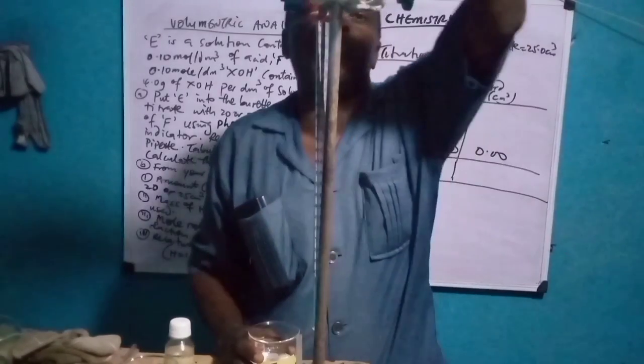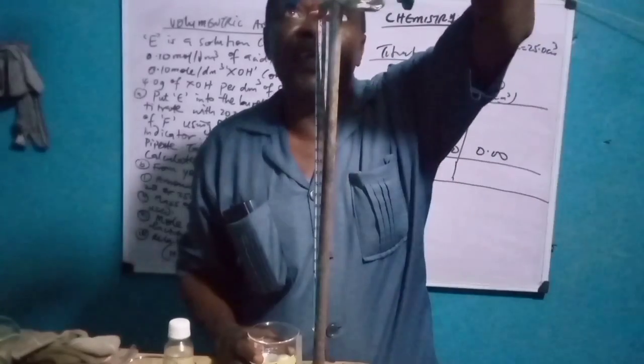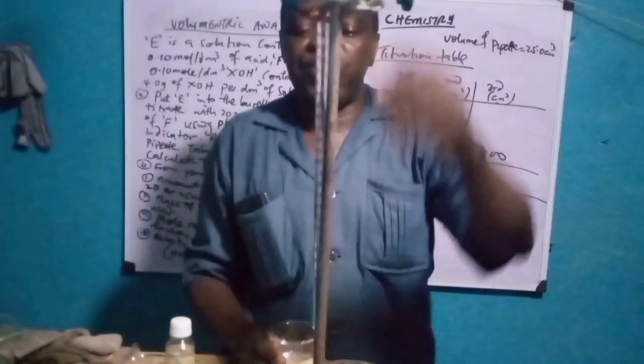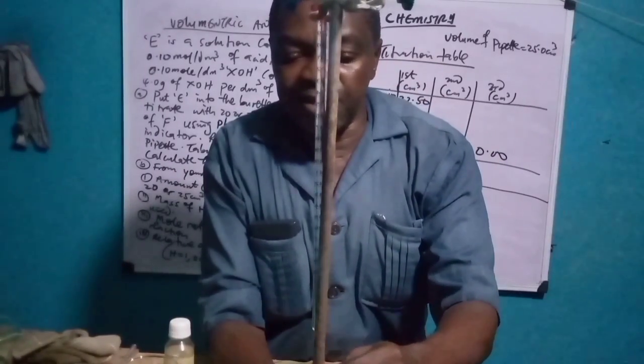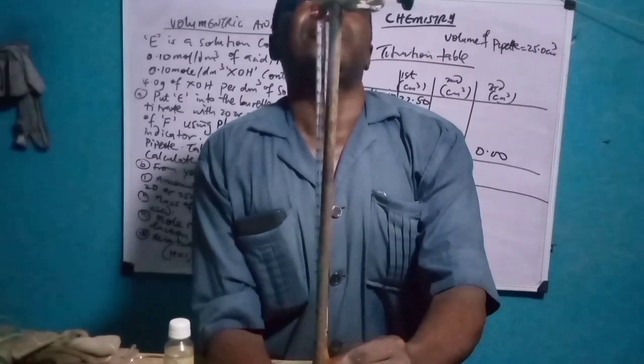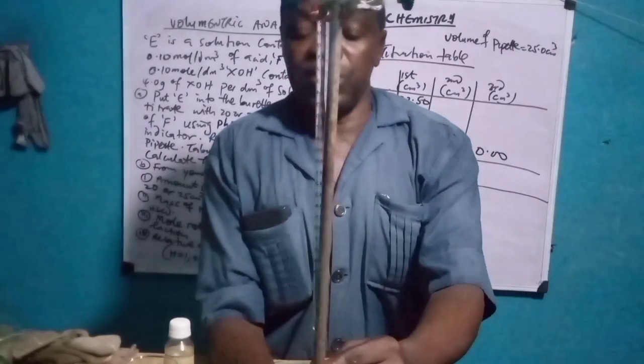Then you now have to put your funnel again and increase the volume so that it can get above the zero. Then you now reduce it again to zero. That is what I'm doing now. Okay, so it's at zero mark now.